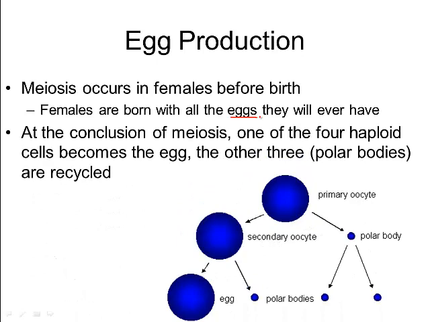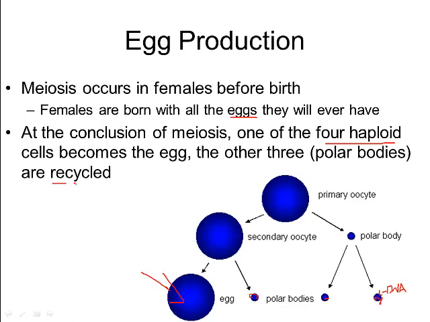At the end of meiosis in a female, we get our four haploid cells, because that's what we get out of meiosis, but only one of them is going to become the egg. The other three are called polar bodies, and they are just little remnants. All they basically have inside of them is the DNA, but they don't have any cell parts or anything like that, so they can't develop into full eggs, and those end up getting recycled by the body.